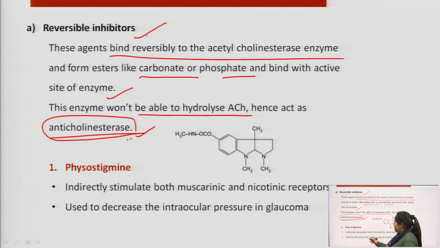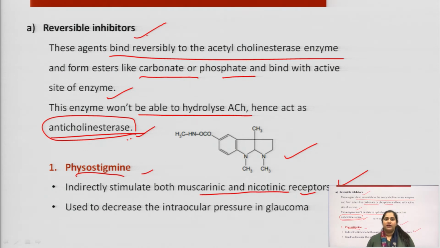So, the first example is physostigmine. This is the structure of physostigmine. It indirectly stimulates both muscarinic and nicotinic receptors. Why do we say indirectly stimulates? Because it inhibits the action of acetylcholinesterase, so now acetylcholine is present there. So, acetylcholine can act through both the receptors, the muscarinic receptor as well as the nicotinic receptors.